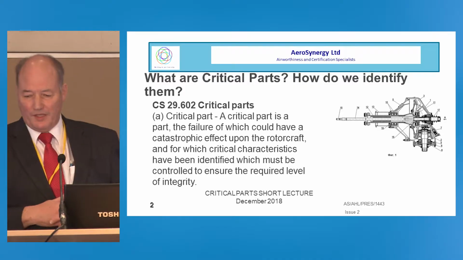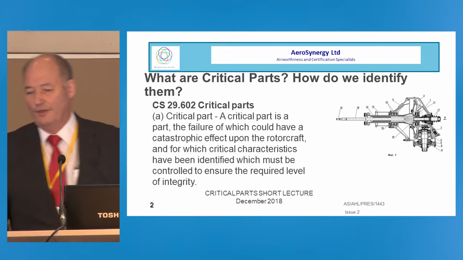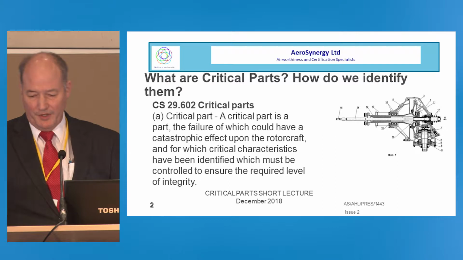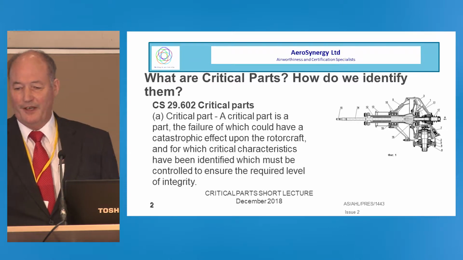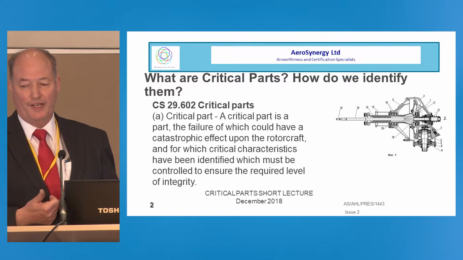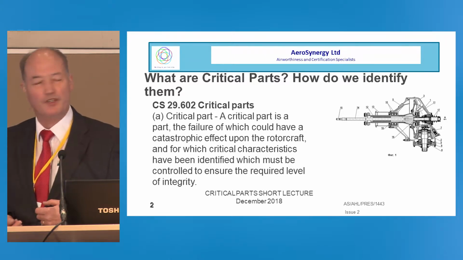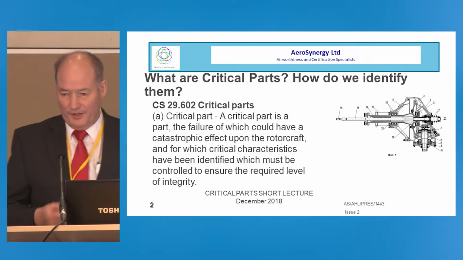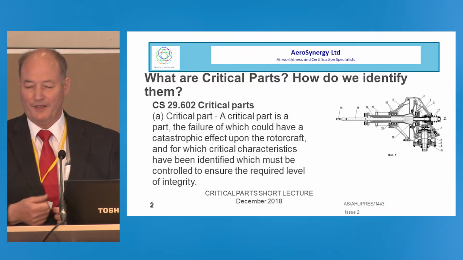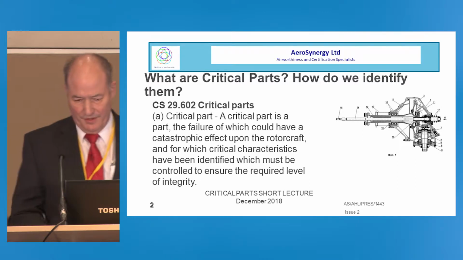So, what are critical parts? If we look at the definition from CS29, it says a critical part is a part, the failure of which would have a catastrophic effect on the rotorcraft and for which critical characteristics have been identified which must be controlled. So we have two aspects here. We have the fact that it has a catastrophic effect and critical characteristics.